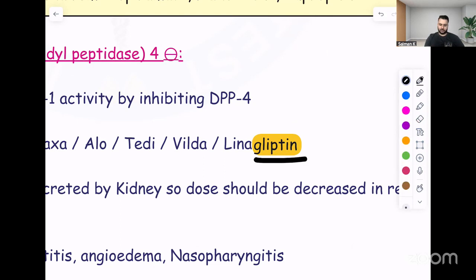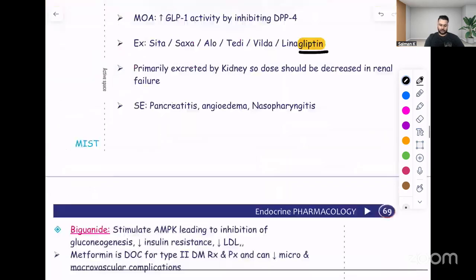Just to remember, we say L for lina, N for liver. So this drug is excreted by the liver, hence it's safe in renal failure. Okay, so this is what you need to know. For a renal failure patient, we need to take a drug called linagliptin.